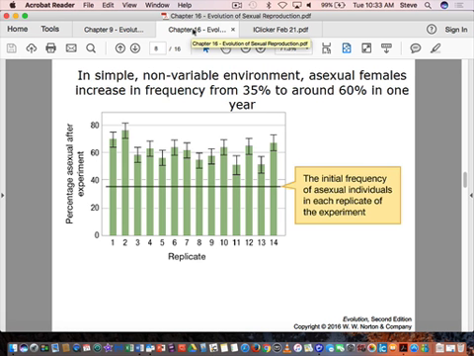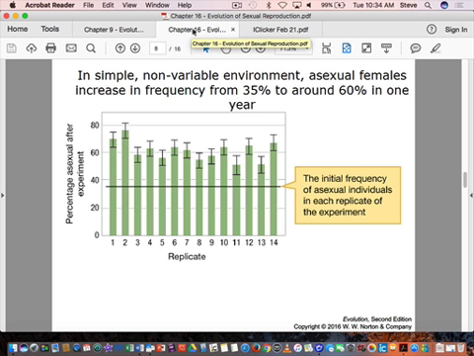And this is the initial frequency of asexual individuals, and this is the percentage of asexuals at the end of the experiment, after 1 year. What happened? What increased? Yep. Turns out the asexuals went from about 35% to around 60% of the individuals in each of these 14 populations, basically saying these asexual females had a huge advantage and were going to eventually replace the sexual females. Okay. All this demonstrates is this cost of sex. That, in fact, asexual reproduction is much more efficient and should eliminate sexual individuals.